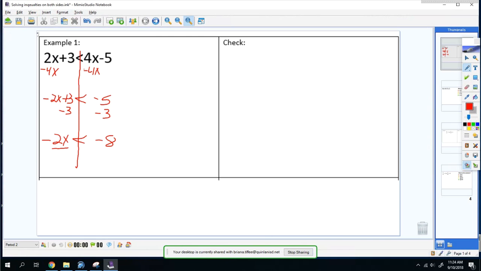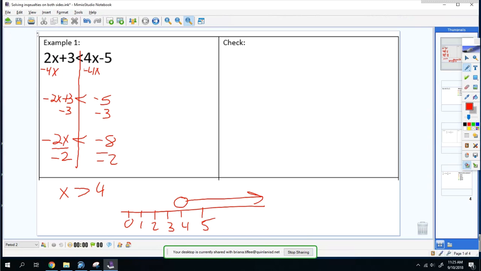So we're going to divide both sides by negative 2. So that means my inequality sign will become a greater than sign. So negative 8 divided by negative 2 is a positive 4. And if I would graph that, 0, 1, 2, 3, 4, 5, an open circle will go above the 4 and it'll go to the right.